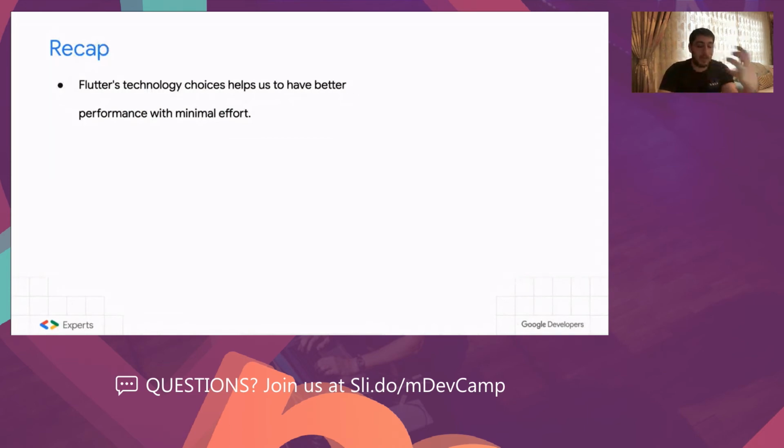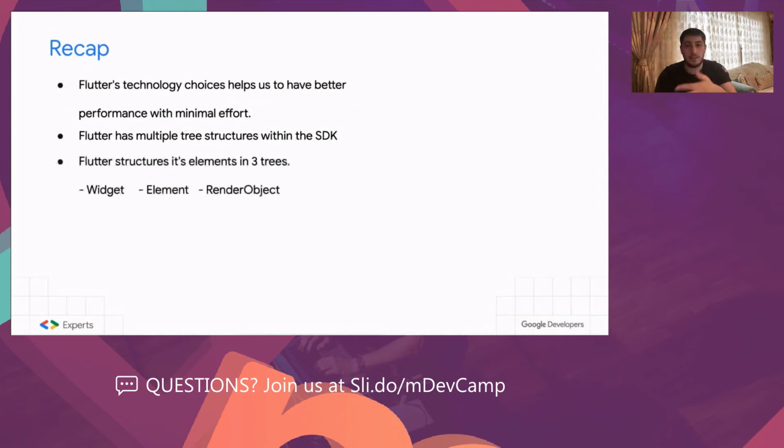They help us to have maximum performance, maximum graphics with minimum effort. Flutter doesn't have only the widget tree, it actually has a lot of tree structures within its SDK. We learned today about widgets, elements, and render objects, but there's also semantics, for example, for accessibility. So they heavily use this tree structure.